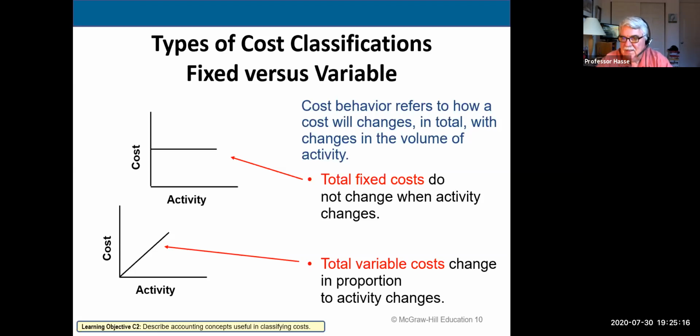Labor is paid at $20 an hour. Materials are $30 per widget. The more widgets I produce, I'm going to have more labor and material costs. If I produce fewer widgets, my labor costs and my material costs will go down because I'm producing less. That's a variable cost. The total dollars change with volume, whereas with fixed costs, the total dollars do not change with volume.